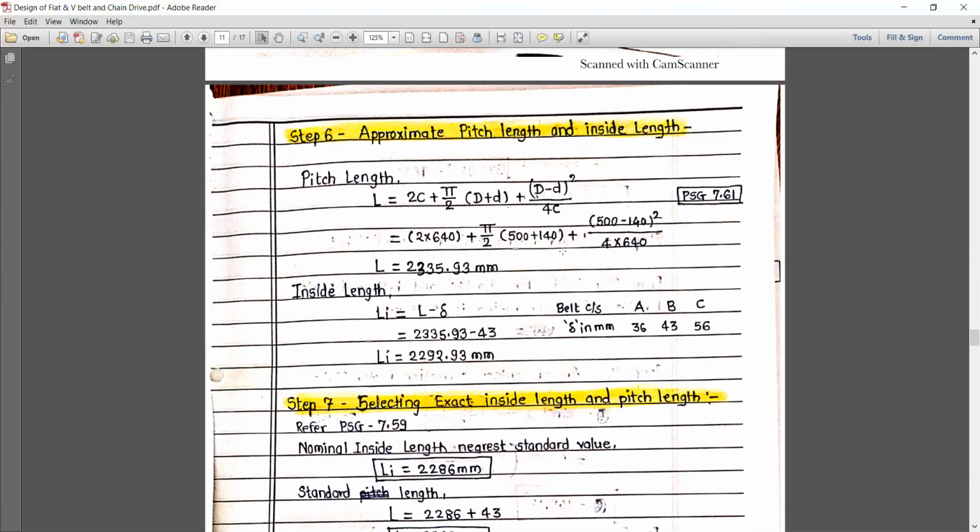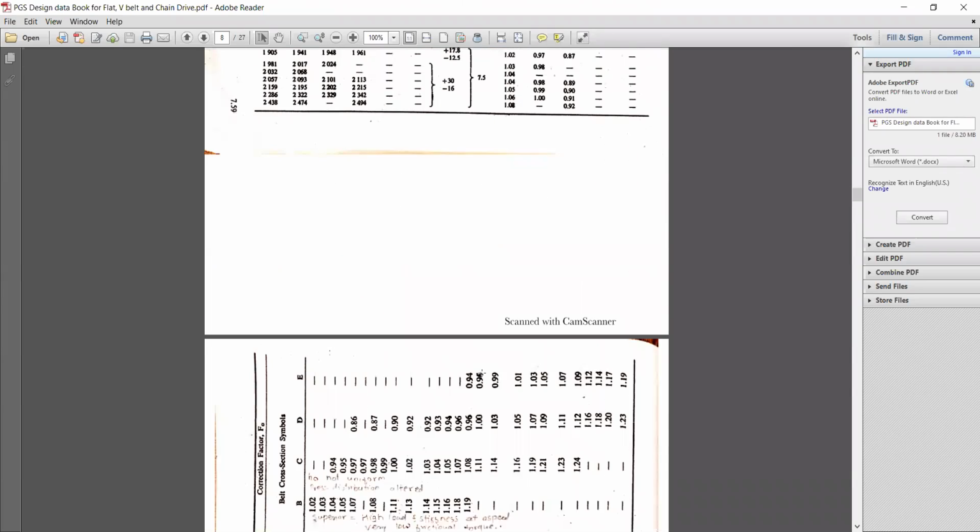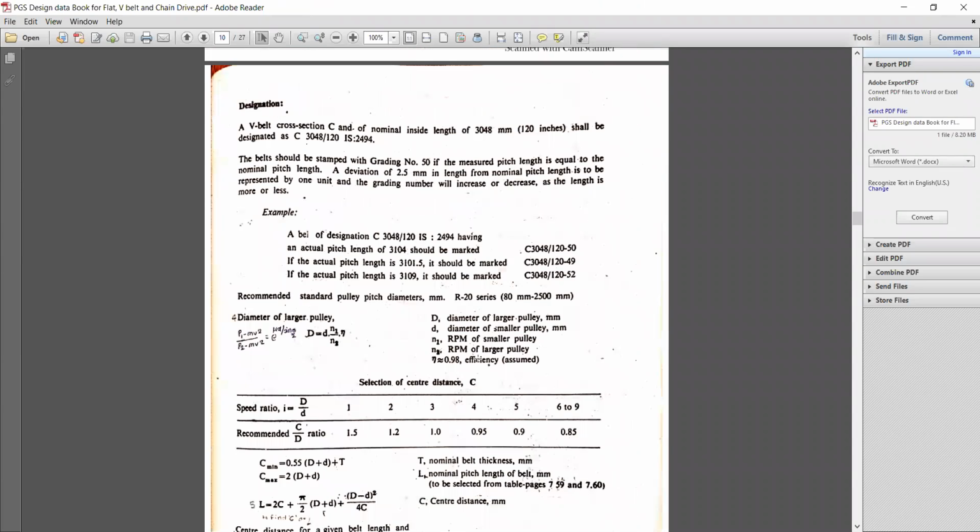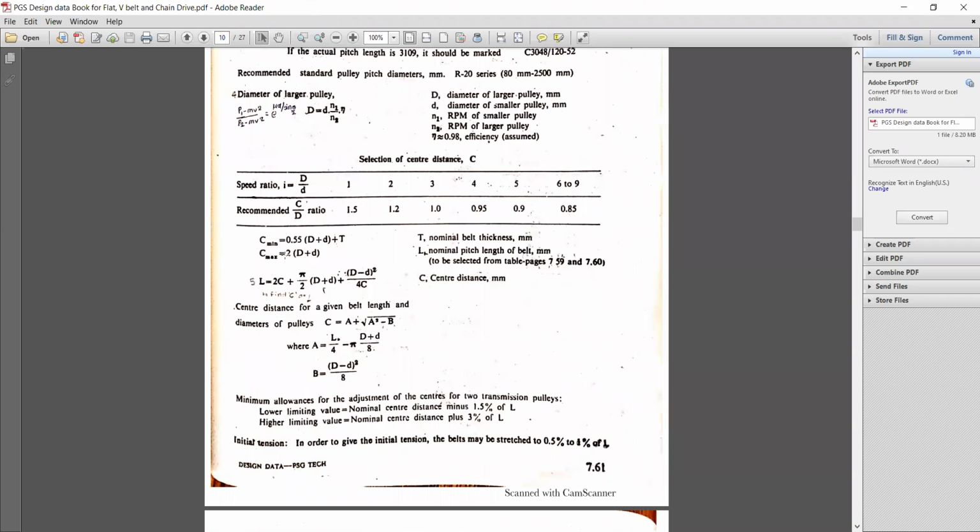Pitch length L is equal to 2C plus pi by 2 into (D plus d) plus (D minus d) whole square divided by 4C, which is shown in PSG page number 7.61. Here the equation is given, so by referring to this equation you can calculate the values.